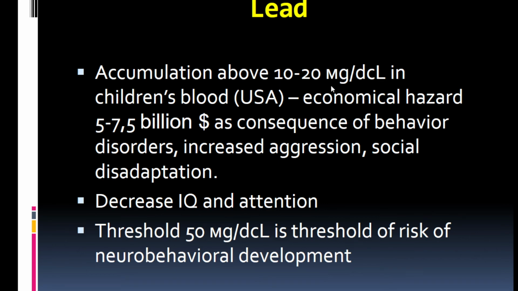Lead, accumulation of lead. American scientists calculated that if the accumulation of lead in children's blood is above 10 to 20, the economic hazard is such that these children will have consequences of behavioral disorders, increased aggression, social disadaptation, etc., decreased IQ and attention. IQ, you know, is the intellectual possibility of a person. And more than 50 milligrams per deciliter creates a risk of neurobehavioral development disorders.